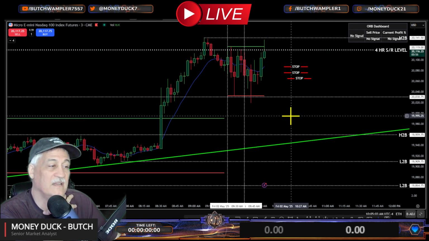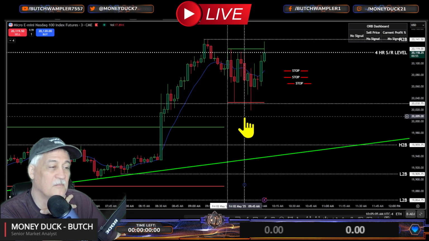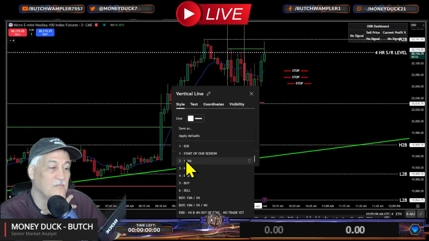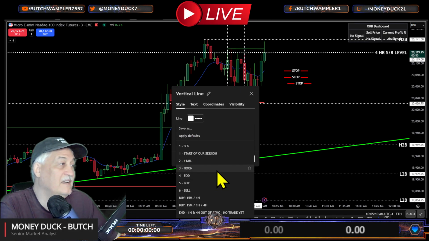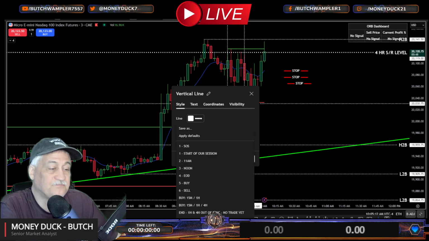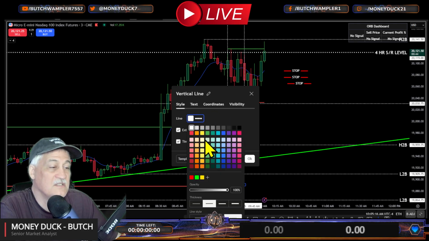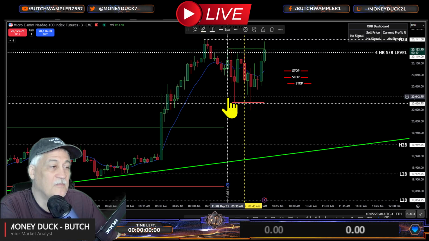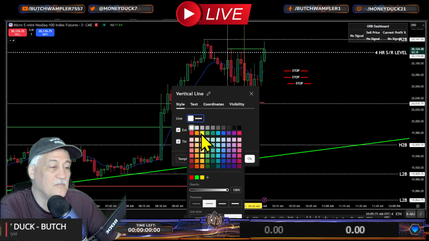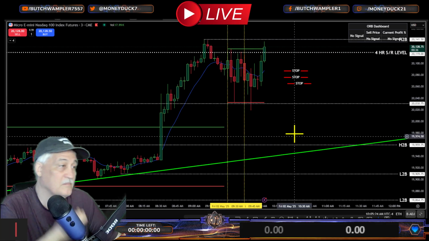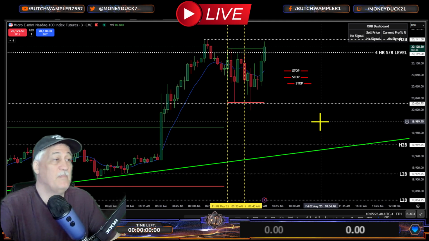We've got a lot of white lines on the chart. So we still have 51 seconds. I just want to change the color here. All right, so it's pushing up above. We'll see if it closes.